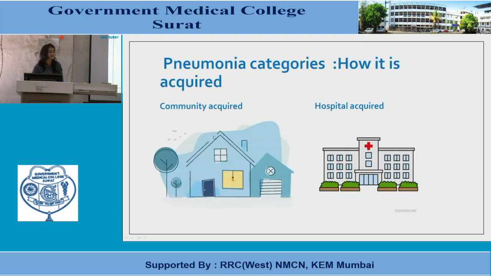The second term is how the pneumonia is acquired, so how it happens to the patient. Whenever a person is sitting at home or in a normal condition and he or she develops pneumonia, it is called community-acquired pneumonia. And second, when the person is hospitalized, for example in hospital and on a ventilator for some other reason, and then develops a secondary pneumonia, that is called hospital-acquired pneumonia.